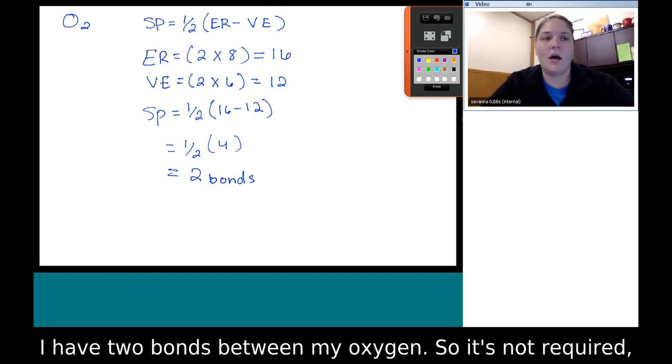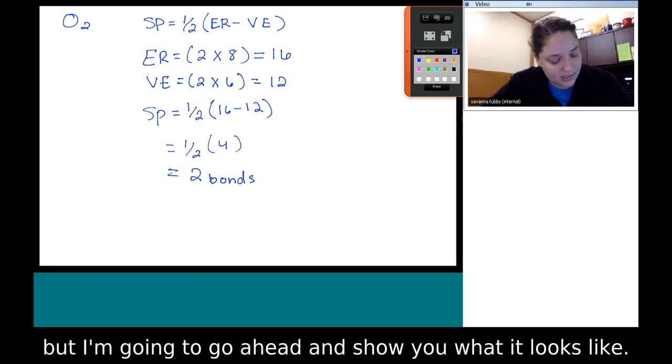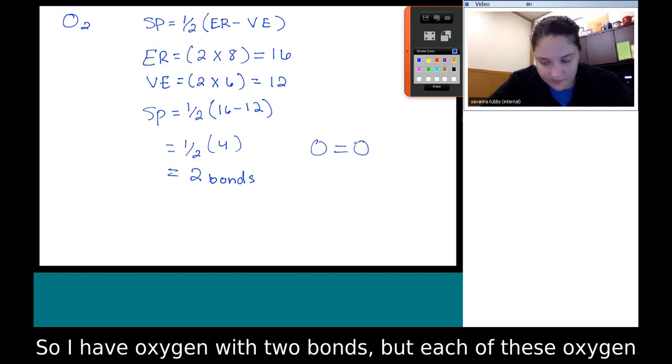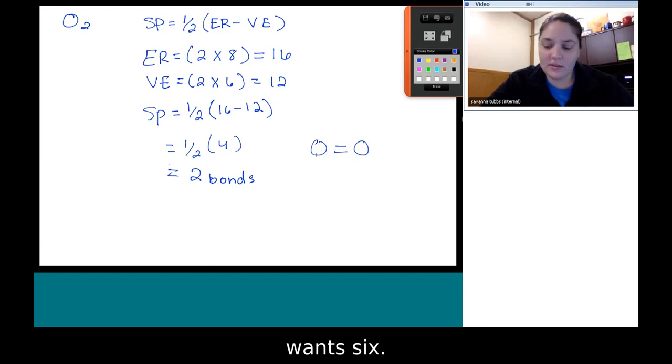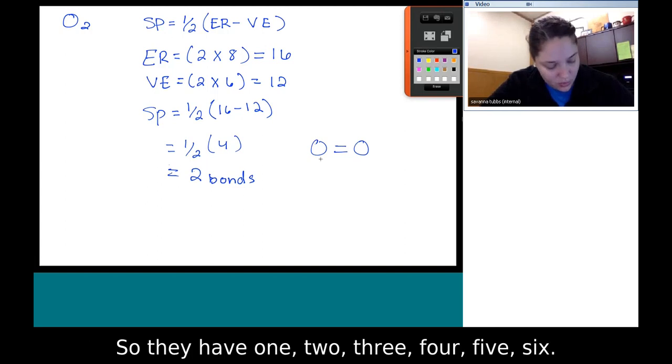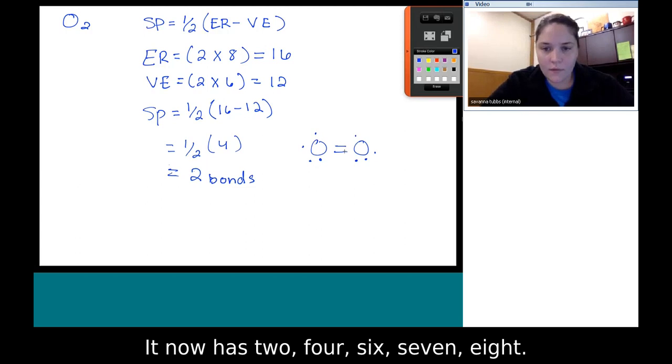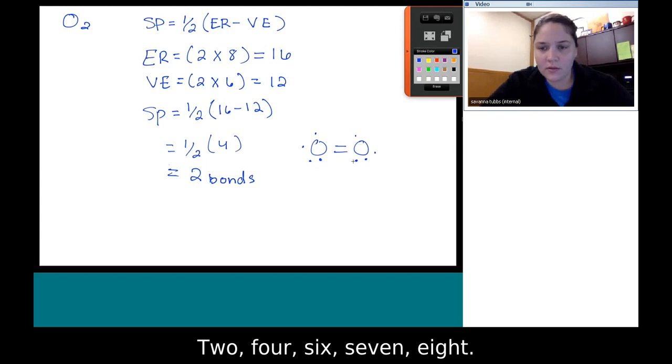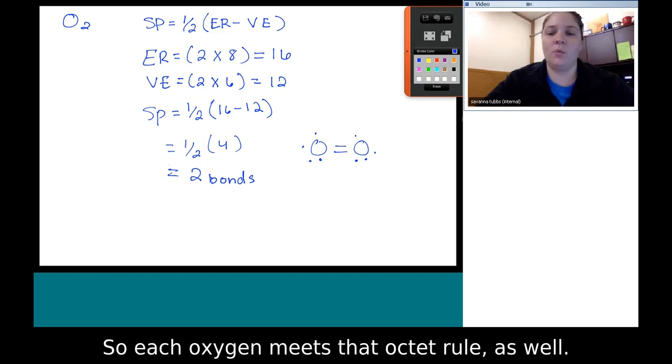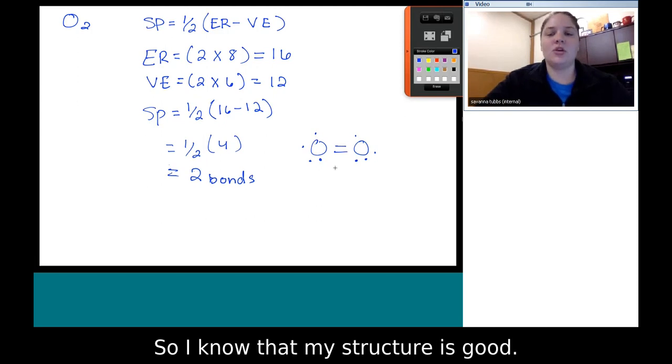So it's not required, but I'm going to go ahead and show you what it looks like. So I have oxygen with 2 bonds, but each of these oxygens wants 6. So they have 1, 2, 3, 4, 5, 6. 1, 2, 3, 4, 5, 6. It now has 2, 4, 6, 7, 8. 2, 4, 6, 7, 8. So each oxygen meets that octet rule as well. So I know that my structure is good.